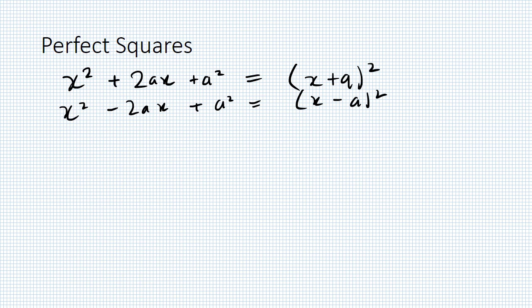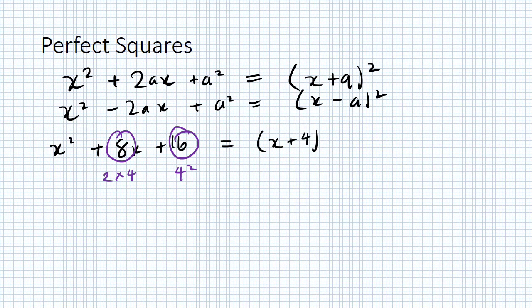So using those with an example, if we have x squared plus 8x plus 16, notice now this number here is equal to 2 times 4. That number is equal to 4 squared. So using our rule, that is now equal to x plus 4 all squared. Done. Okay, that's all we need to do for those perfect squares.